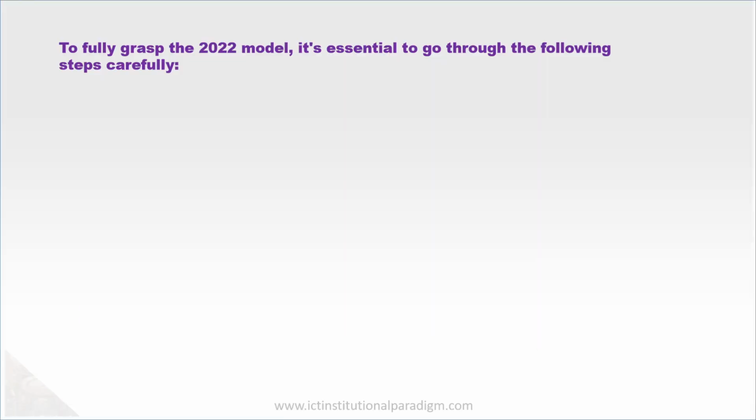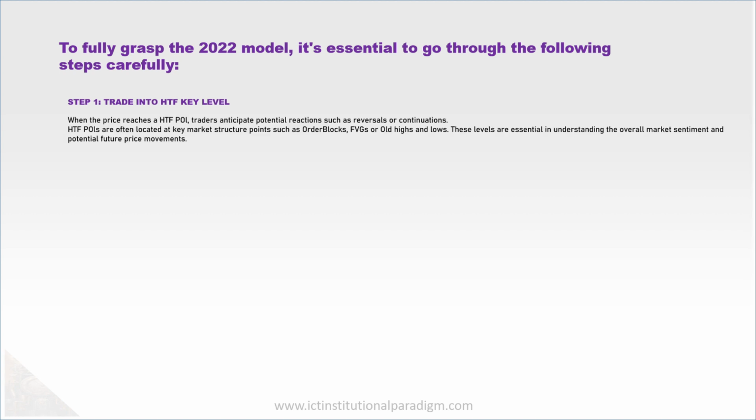So to fully grasp the 2022 model, it's essential to go through the following steps carefully. Now we have some of these steps to follow to understand it better, right? So step number 1, trade into a high time frame key level. So we should be hitting the high time frame key level in that model, then we'll trade accordingly, right? So when the price reaches a high time frame POI, traders anticipate a potential reaction such as reversals or continuation. We will know whether there is a reversal or continuation according to the high time frame key level.